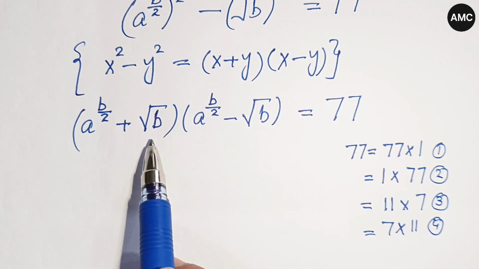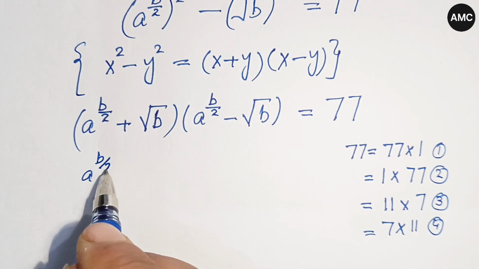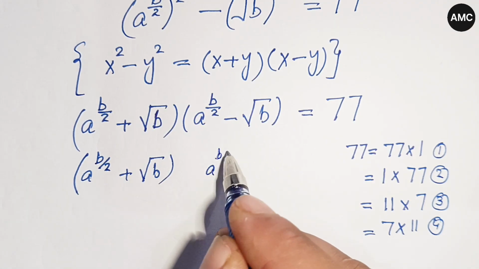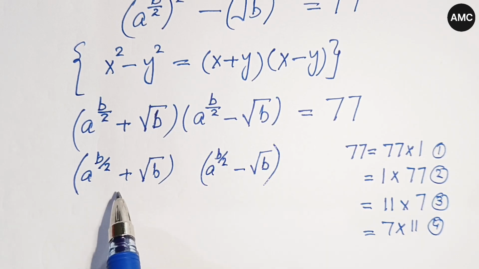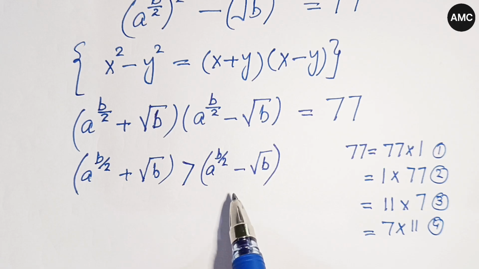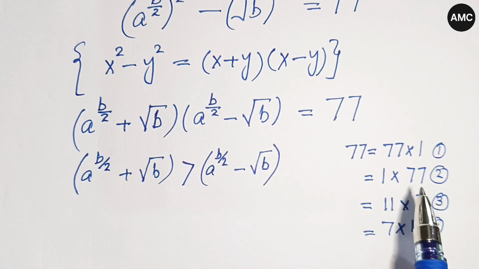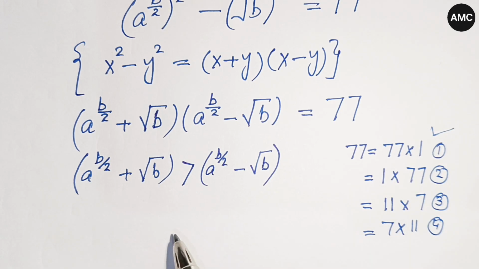As we know that the values of a and b belong to natural numbers, if we compare this factor, a to the power b over 2 plus square root of b, with a to the power b over 2 minus square root of b, we see that this positive factor is actually greater than this negative one. So here it is the greater and it is the smaller factor. So we have to take those factor pairs in which the first factor is greater and the second one is smaller. Now this first case is valid for this problem, and similarly here we get the lesser one first and the greater second, so the third case is valid for this problem.